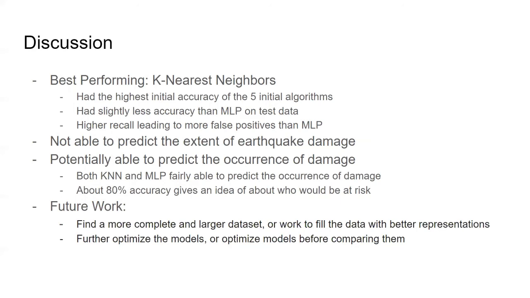We don't think that our models were able to predict the extent of earthquake damage, the non-binary target variable, due to such a low accuracy. We are potentially able to predict the occurrence of damage. The binary target variable, both KNN and MLP, had about an 80% accuracy, and it would give a good idea of who would be at risk.